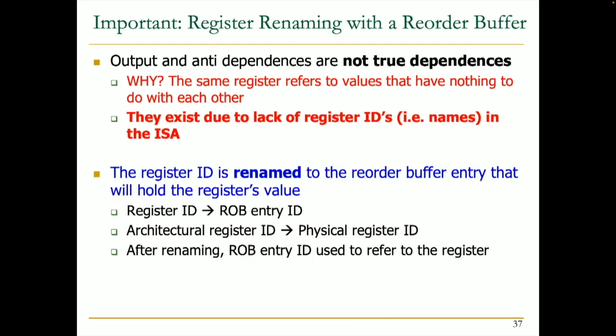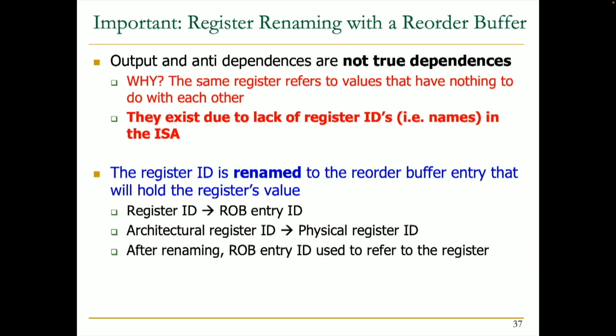Now what we have done is we renamed the register ID to the reorder buffer entry that will hold the register's value. That's going to produce that register. You can think of that as renaming the register ID to a reorder buffer entry ID. We're going to see tomorrow renaming the architectural register ID to a physical register ID. And after you do this renaming, the reorder buffer entry's ID is used to refer to the register. So this is microarchitectural. This big register file or big reorder buffer is microarchitectural. It's not visible to the programmer, but underneath, we get rid of these dependencies, these false dependencies that exist because we don't have enough names.